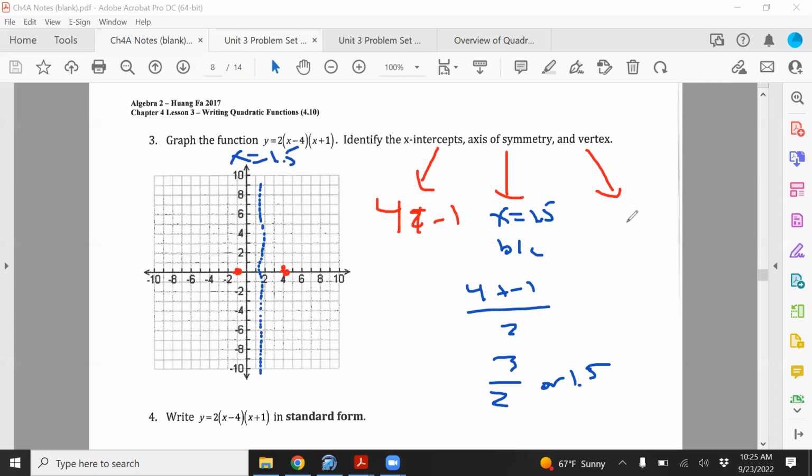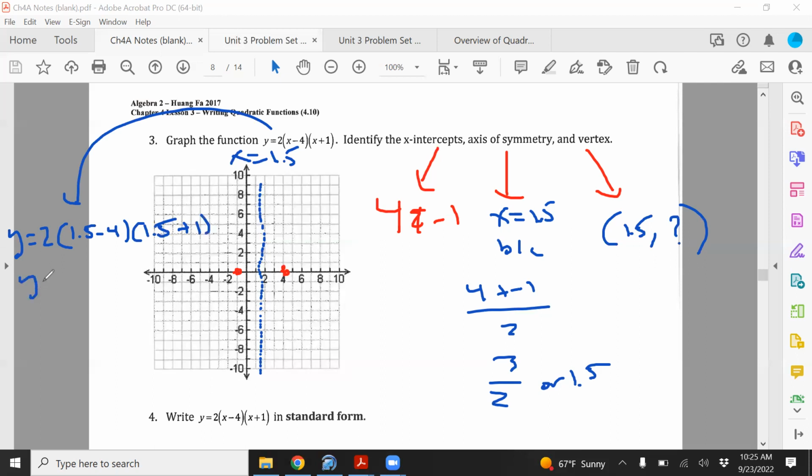Now, to find the vertex, I know it's going to be at 1.5 for x. Then you just plug in. How do I get the y coordinate? What do you say, Hugo? Plug in. Yep, plug in straight up. This was a little nasty with the decimals, but I'm sure you guys can handle it.